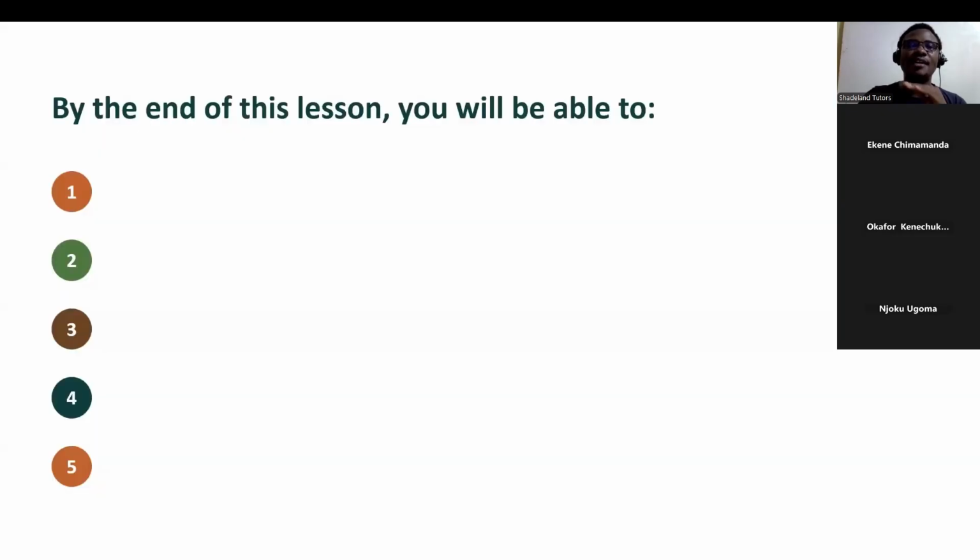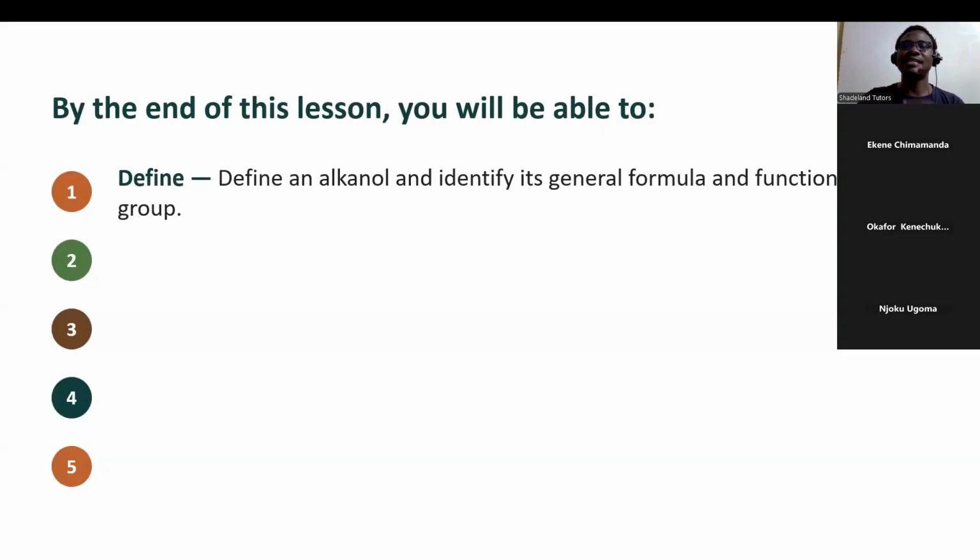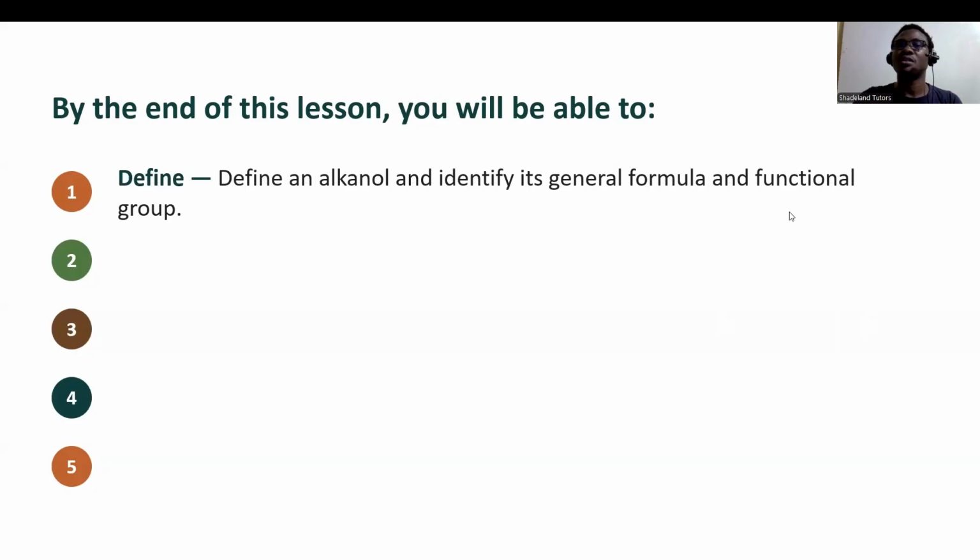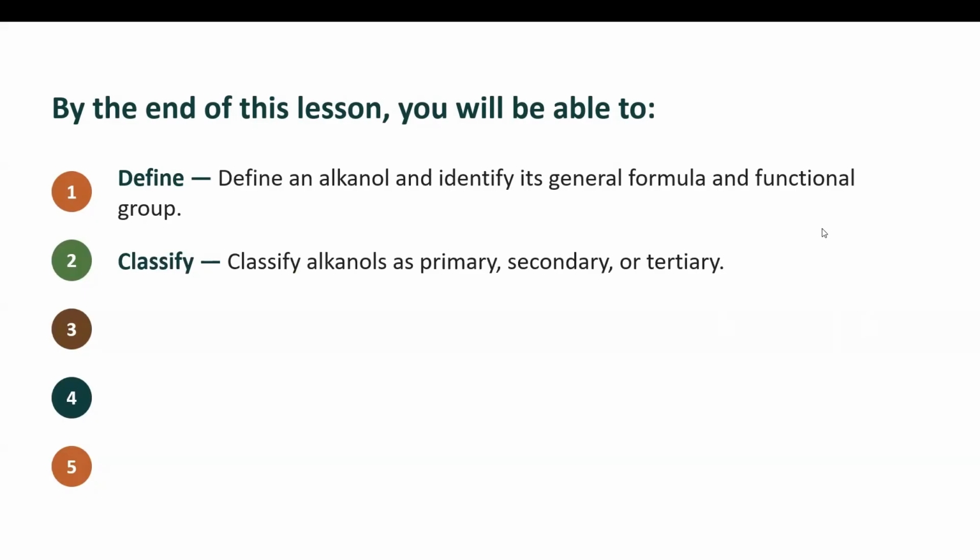By the end of this lesson, you should be able to, number one, define an alkanol and identify its general formula and functional group. Secondly, you should be able to classify alkanols as primary, secondary, or tertiary.